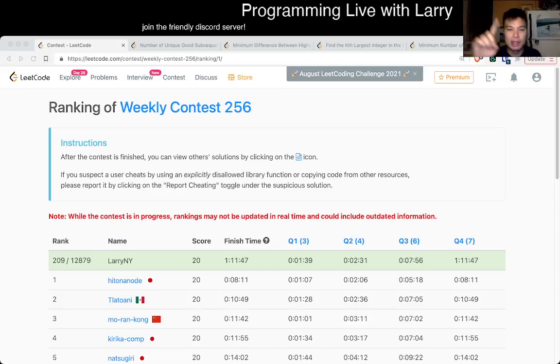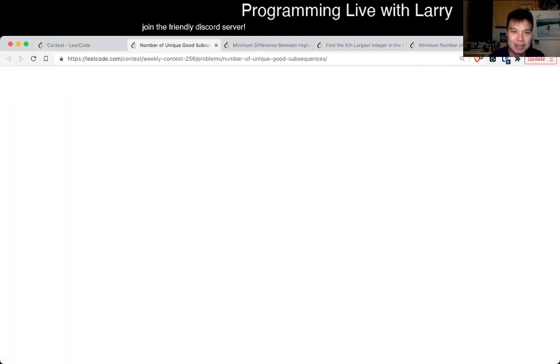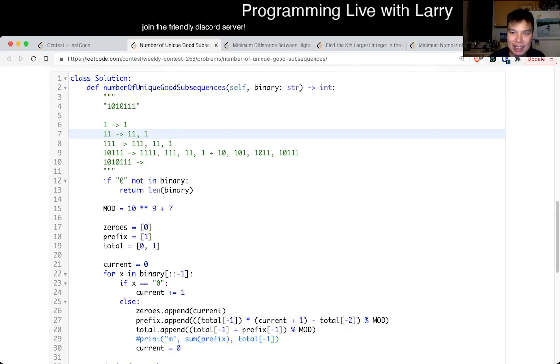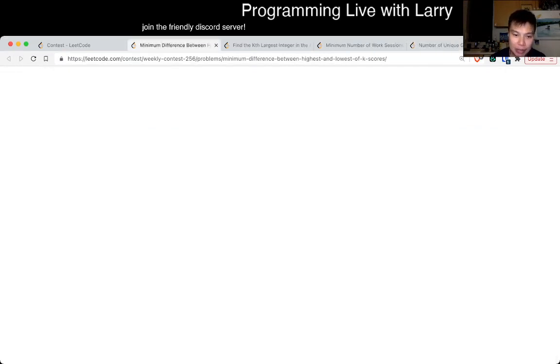This is me going with Q1 of the weekly contest 256. Okay, this is not that one. Sorry, friends. Minimum difference between highest and lowest of K scores.